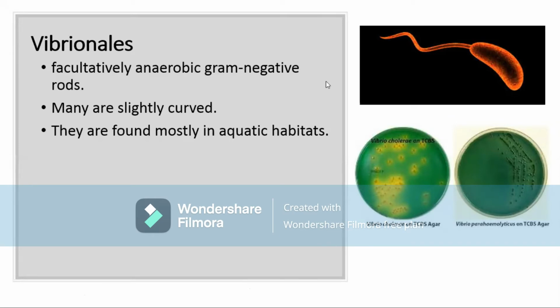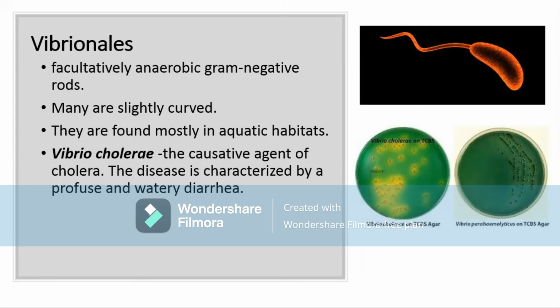They are mostly found in aquatic habitats, and one important member is Vibrio cholerae, which is well known for the spread of cholera. Cholera is simply watery diarrhea. Its life span is short: once the infection is initiated, it usually completes its life cycle, you suffer the symptoms, and then everything gets normal and it gets cleared from your body.